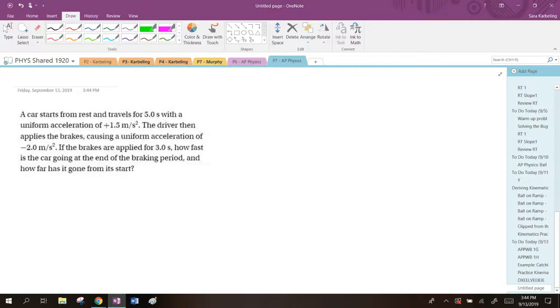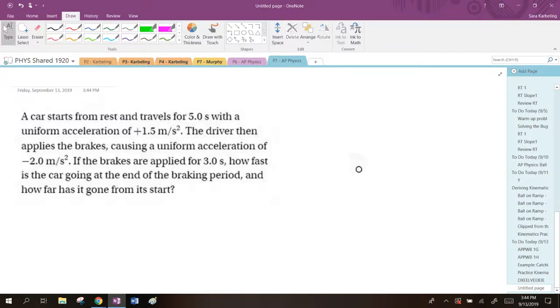All right. A car starts from rest and travels for 5 seconds with a uniform acceleration of 1.5 meters per second squared. The driver then applies the brakes, causing a uniform acceleration of -2 meters per second squared. If the brakes are applied for 3 seconds, how fast is the car going at the end of the braking period, and how far has it gone from its start?